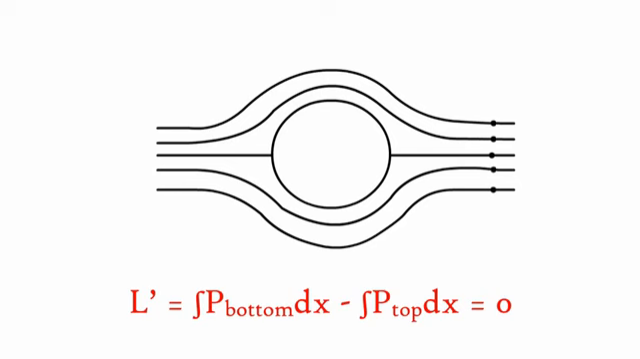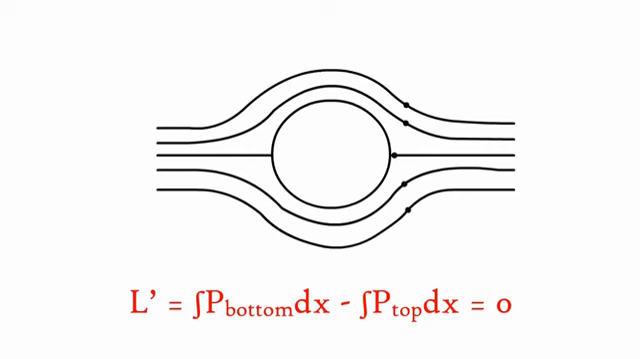And notice that it's lift prime, L prime. That's the lift per unit span because we have a two-dimensional problem here. Carrying out this integration is not difficult, but it does require a lengthy expression, so I'll just give you the end result here: when you carry out the integration, all the terms cancel and the lift is 0.